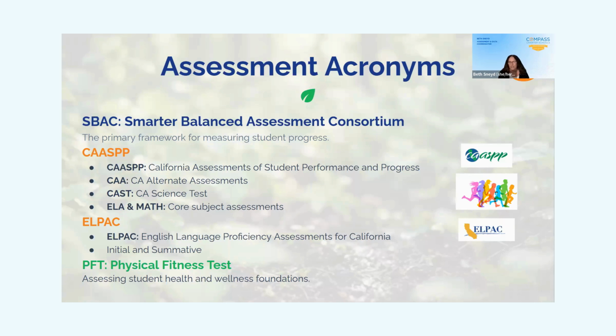The format of the ELA and math assessments are in 2 parts, the CAT, Computer Adaptive Test, and the PT, the Performance Task. The California Science Test is known as the CAST. Then we have ELPAC, the English Language Proficiency Assessments for California. There are 2 assessments for ELPAC, the initial and the summative. And then we have the PFT, which is the physical fitness test for California.